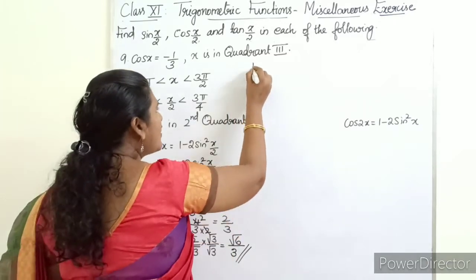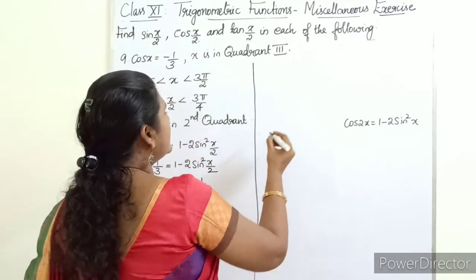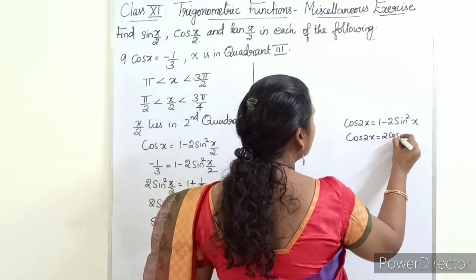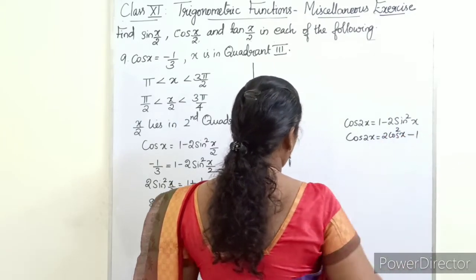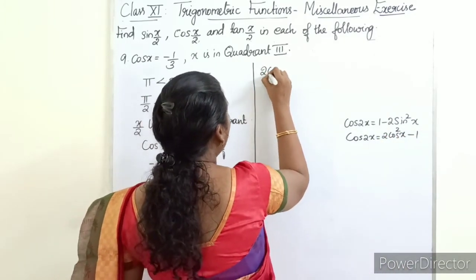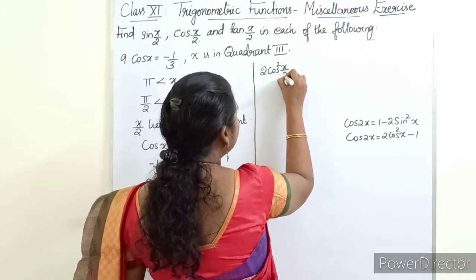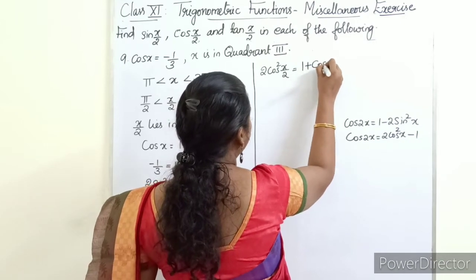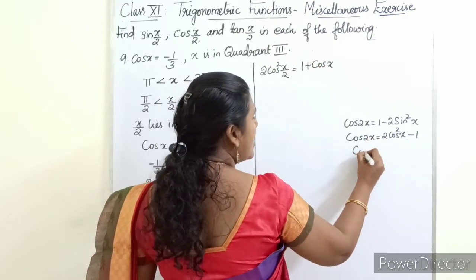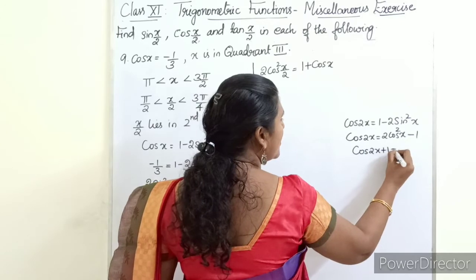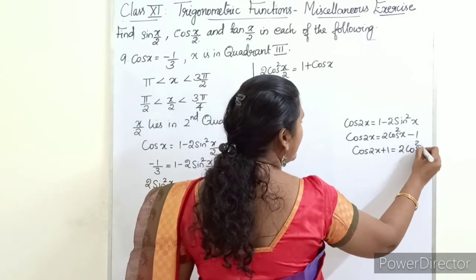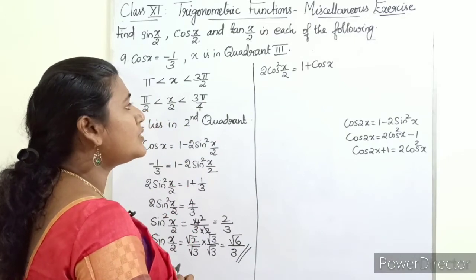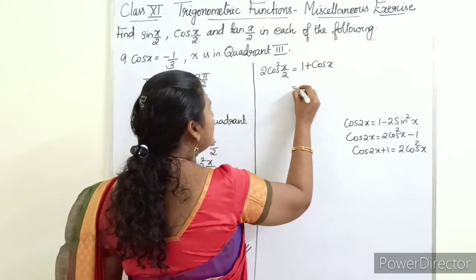Now we will find out the cos x by 2 value. So cos 2x is equal to, this is the formula, 2 cos square x minus 1. Okay, so 2 cos square x by 2 is equal to 1 plus cos x. We can use this formula, cos 2x plus 1 is equal to 2 cos square x. Okay, so from this we can write like this, 2 cos square x by 2 is equal to 1 plus cos x, that is 1.